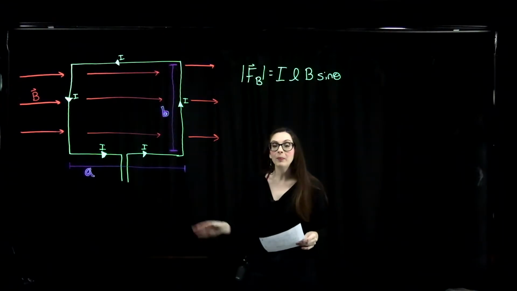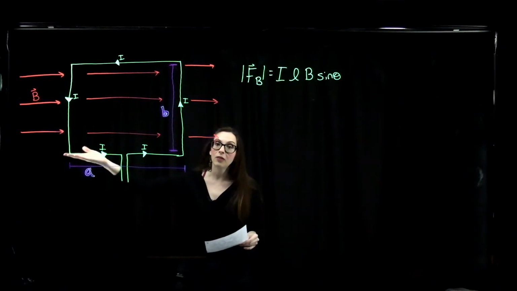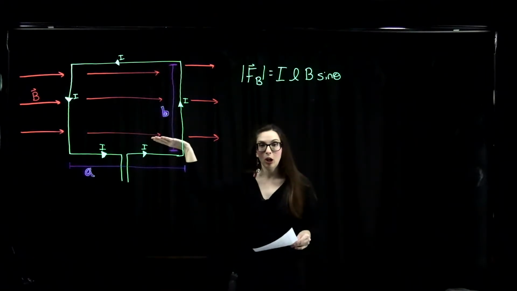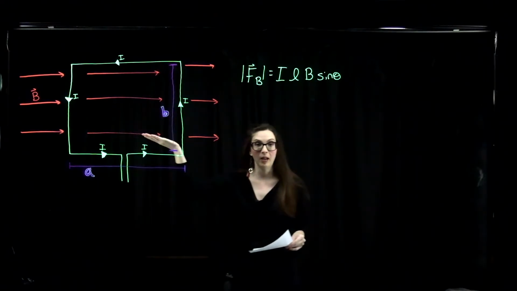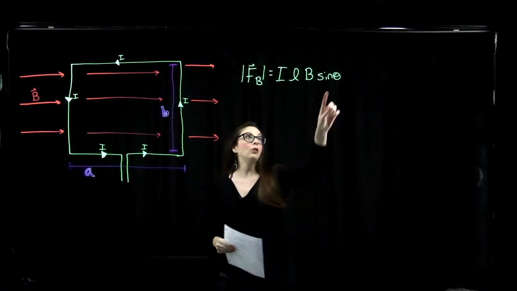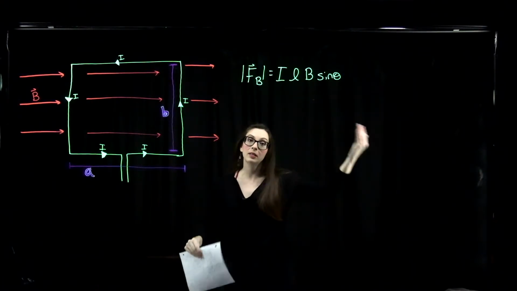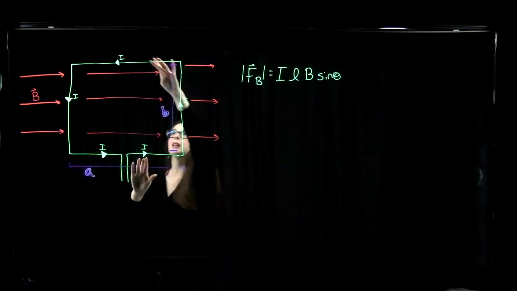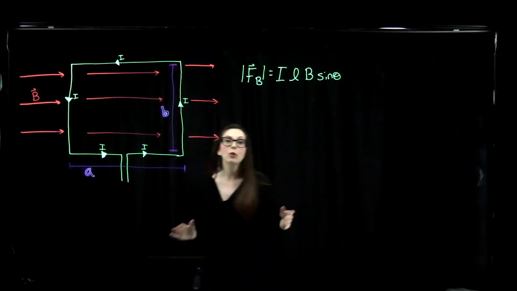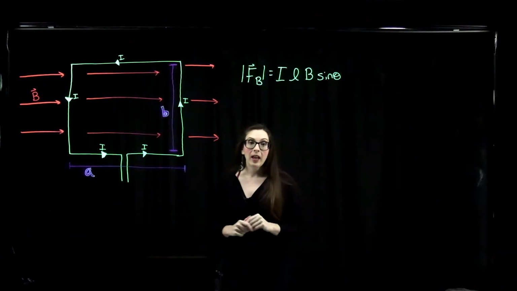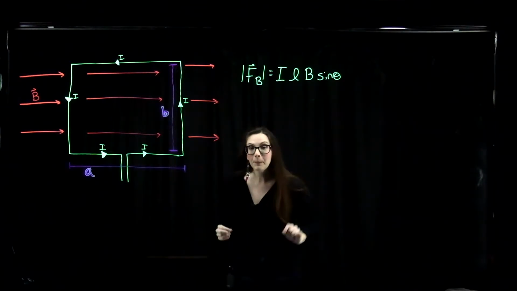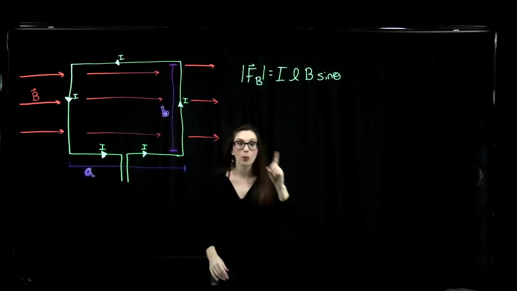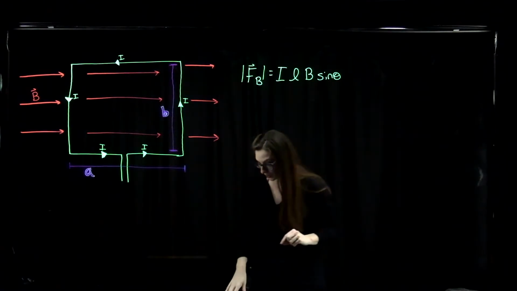Okay, why? Well, because the direction of current is exactly in the same direction as the direction of the magnetic field. So the angle between my magnetic field and current is 0. Sine of 0 is 0. So both of these sides of my wire are not going to experience a magnetic force on them. But these two ends of my loop here will experience a magnetic force.